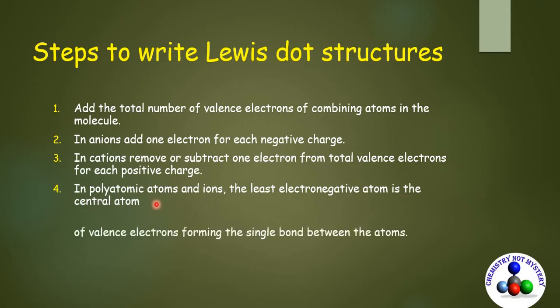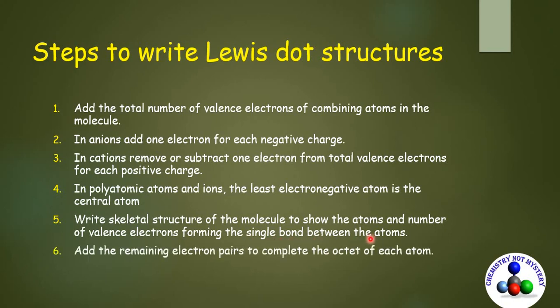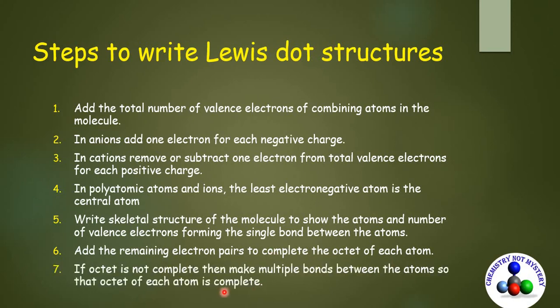Now write the skeletal structure of the molecule to show the atoms and number of valence electrons forming the single bond between the atoms. Now add the remaining electron pairs to complete the octet of each atom. But even if the octet isn't complete, then make multiple bonds between the atoms so that the octet of each atom is complete.